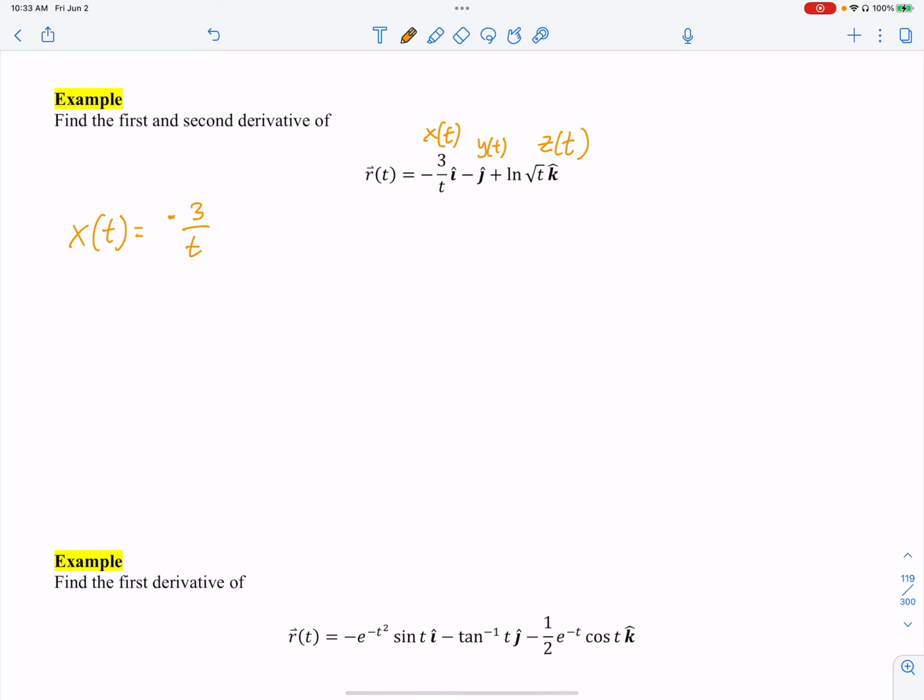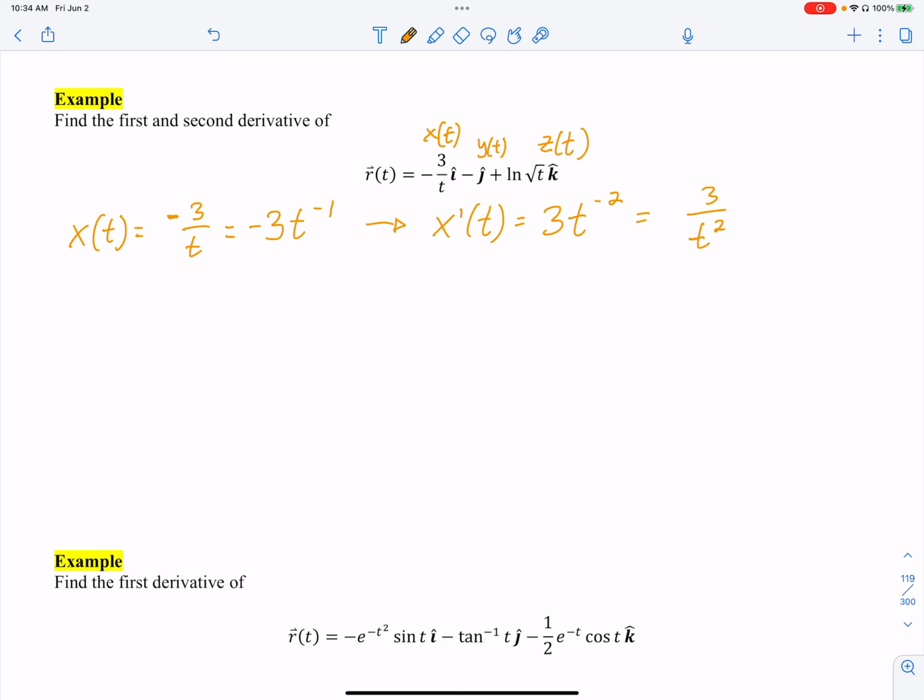This is one I would recommend just memorizing. It shows up a lot, but I'm going to show you the way to go about it that we did in Calc 1. I bring the power up. This tells me x prime of t is equal to 3t to the negative 2, which is 3 over t squared.